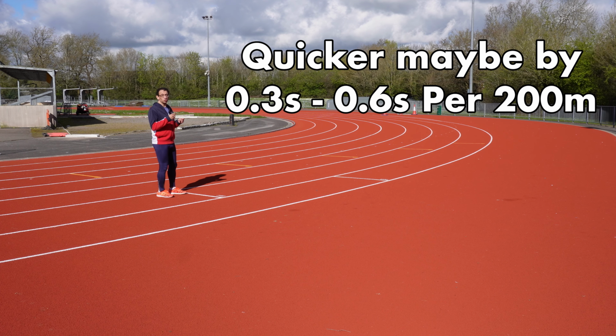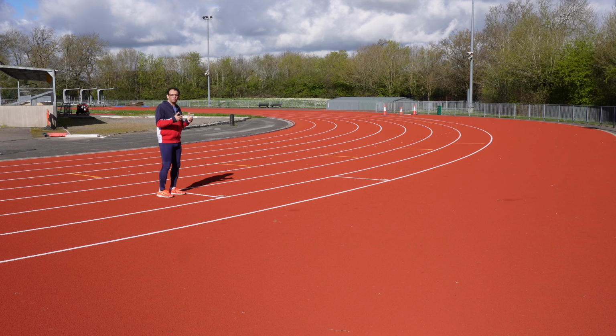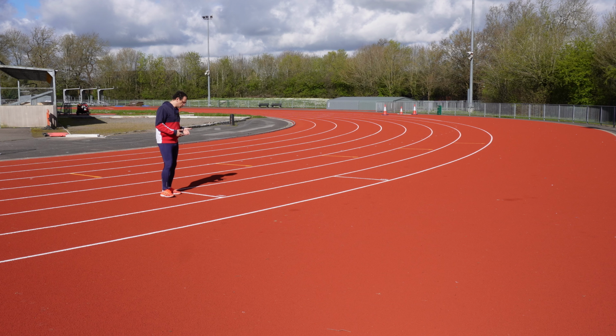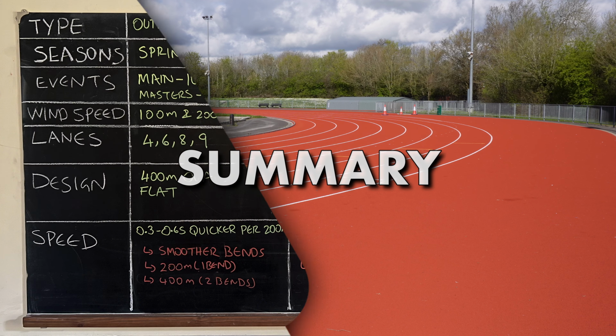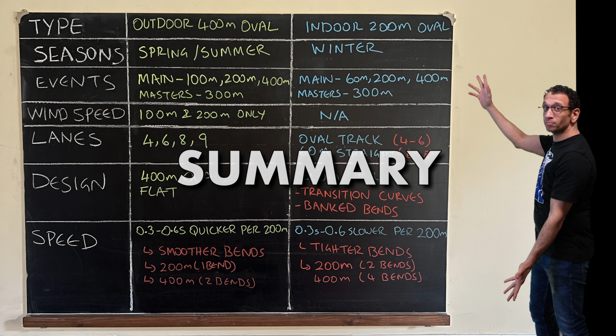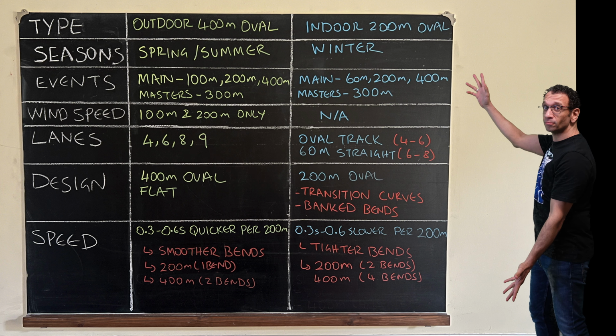Now, typically I've seen figures between 0.3 seconds to 0.6 seconds quicker the outdoor track is to the indoor track per 200 metres, but that will depend from athlete to athlete, how quick they are, how professional they are, and so on and so forth. But generally, the outdoor track under ideal conditions is quicker than the indoor track. So here's a summary highlighting the key differences between the outdoor track and the indoor track.